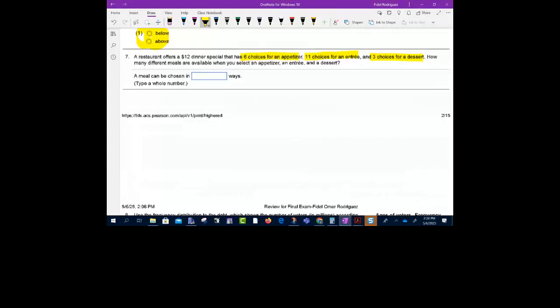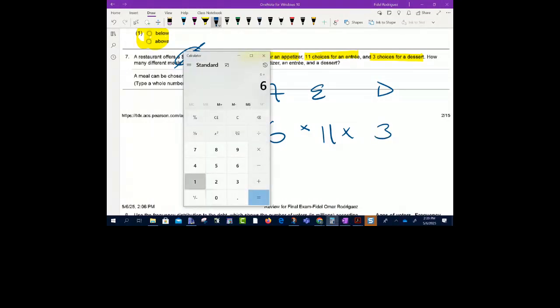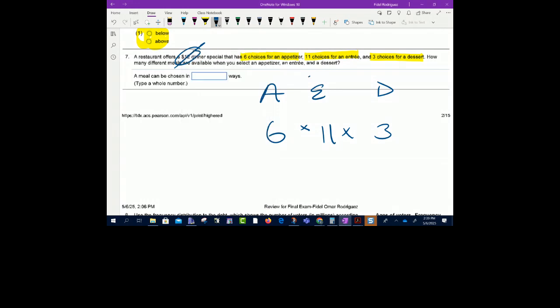Y'all, is there a number in this question that I'm not going to use? Very good. We don't need to use the 12, right? That's not the important part. Look, y'all, we're going to pick an app, an entree, and a dessert. How many appetizers can we pick from? 6, right? How many choices for entrees? 11. And how many for dessert? 3. And that's all we're going to do, my friends. 6 times 11 times 3. 198 different options.